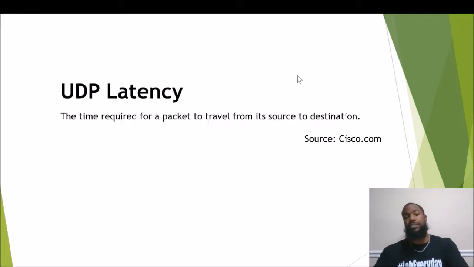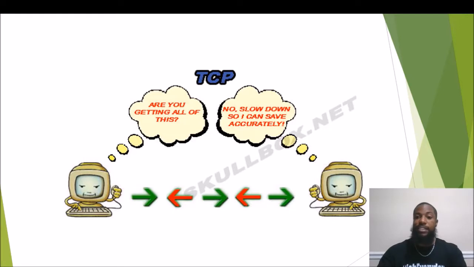So, official definition from Cisco: the time required for a packet to travel from its source to its destination. Again, ping. You left, came back, but when you came back, it took longer than expected. That's latency. So with UDP latency, let's talk about this again.